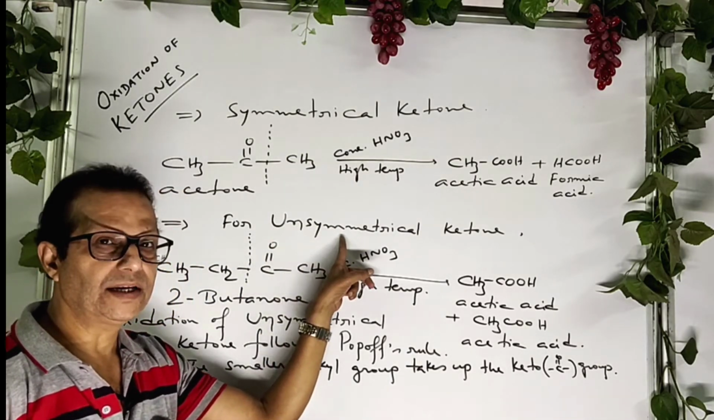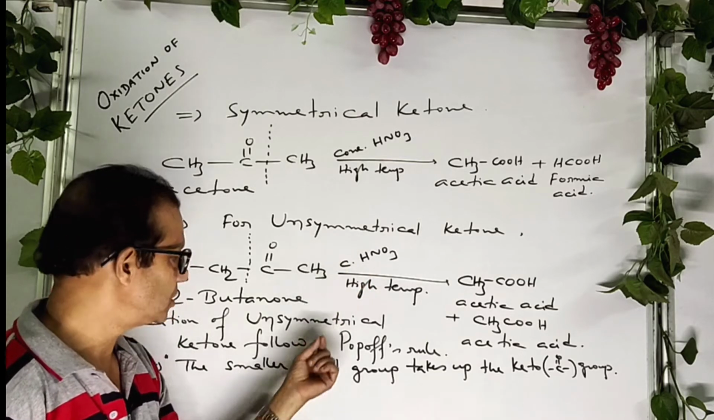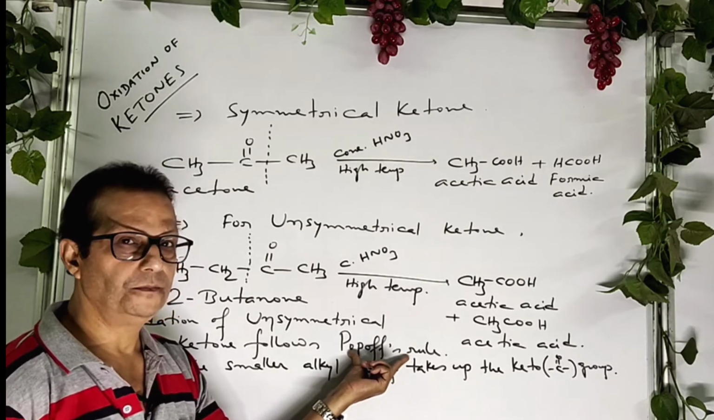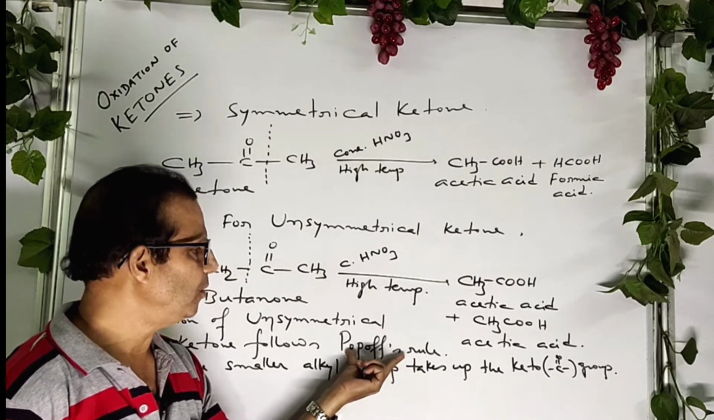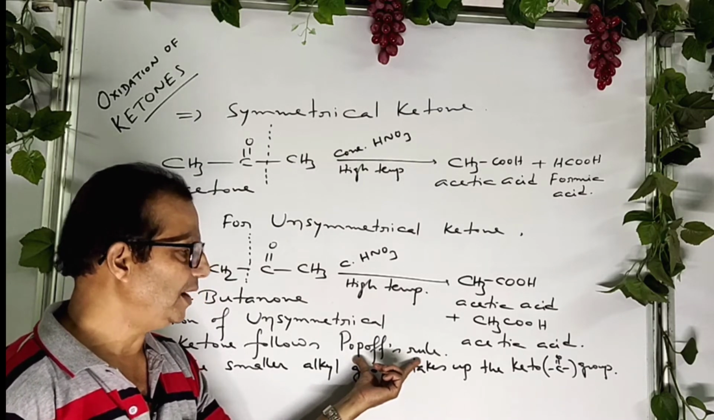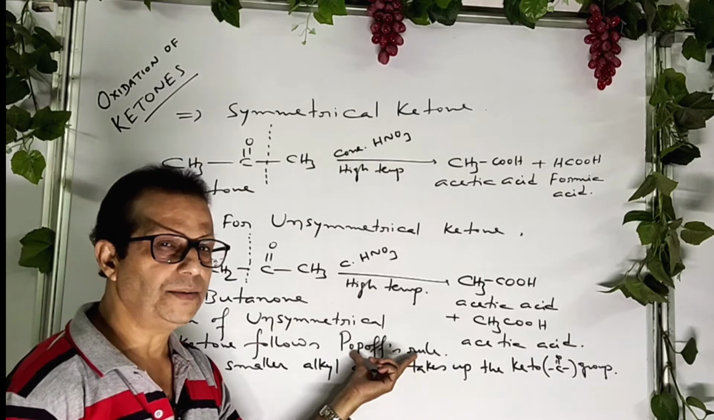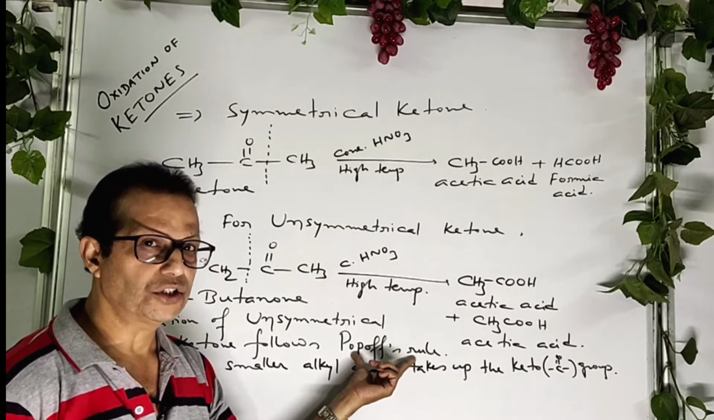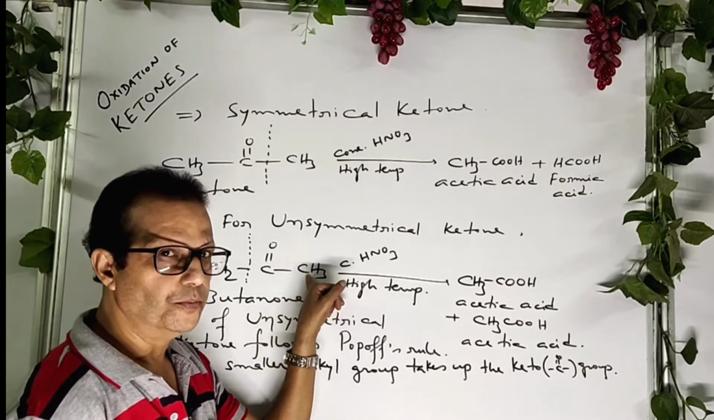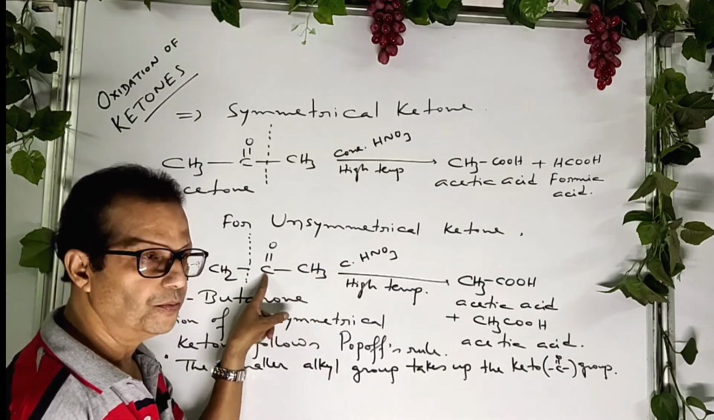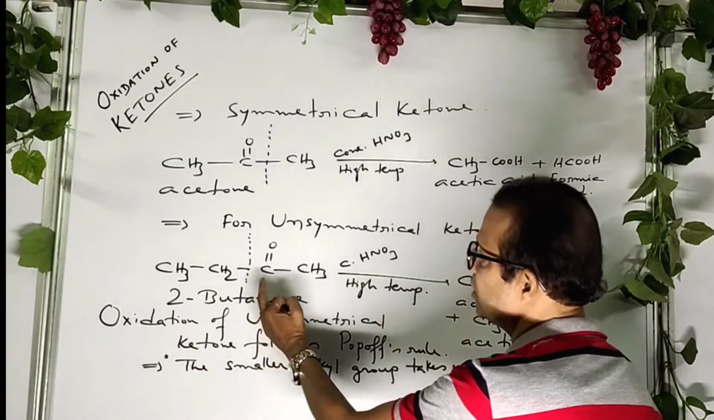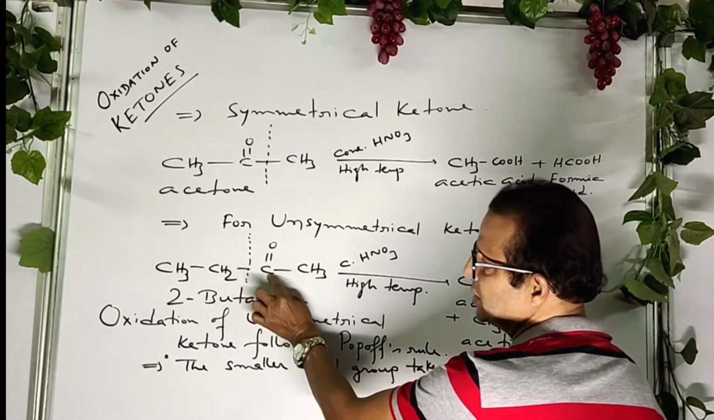But for unsymmetrical ketone, the oxidation occurs according to Popoff's rule. According to Popoff's rule, when an unsymmetrical ketone undergoes oxidation, then the smaller alkyl group stays with the keto group. In other words, you can say the cleavage occurs at the keto group.